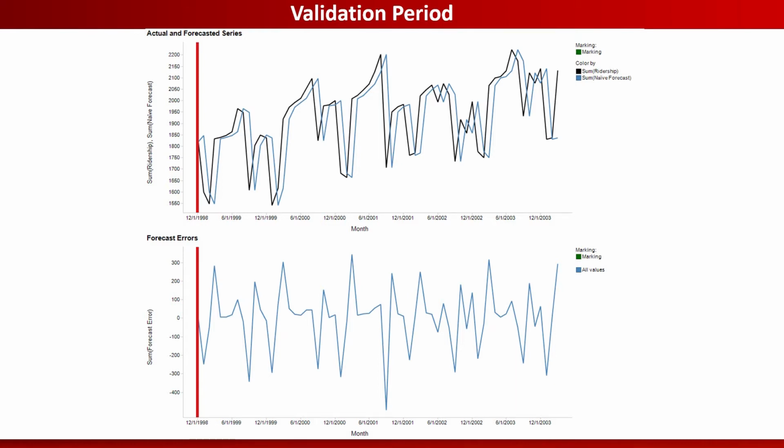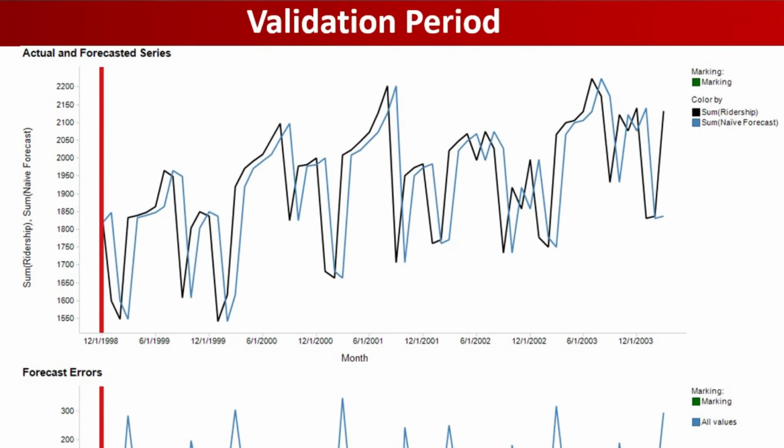Here's an example of the data that we saw earlier about ridership on Amtrak. The black line is the actual monthly ridership. The blue line is the naive forecast, if you remember. The top chart has T, or month, on the x-axis and ridership numbers on the y-axis. And what we can see here is how closely our forecast line follows the actual line.